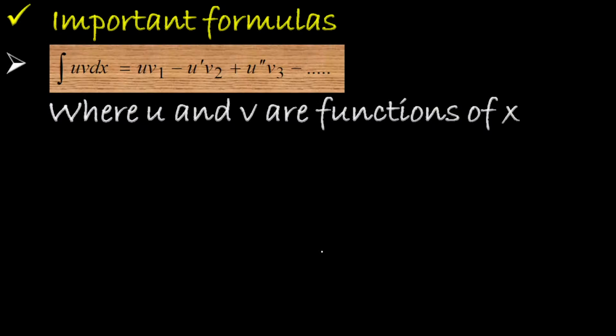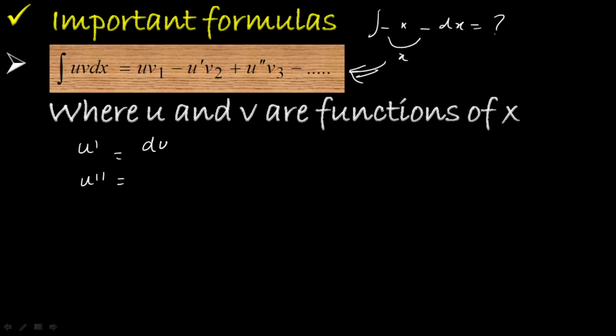So before that, let me move into the important formulas that we are going to use in the given problem to find the Fourier series representation of the given function f of x. Suppose inside the integration you have the product of two functions, and these are functions of x, then how do we evaluate that integral? For that, we make use of this formula, known as Bernoulli's formula. That formula is integral uv dx is equal to uv1 minus u dash v2 plus u double dash v3 minus etc. Here u dash, u double dash represent the derivatives of u.